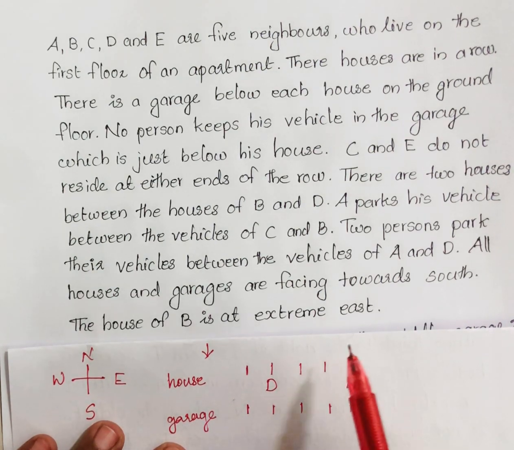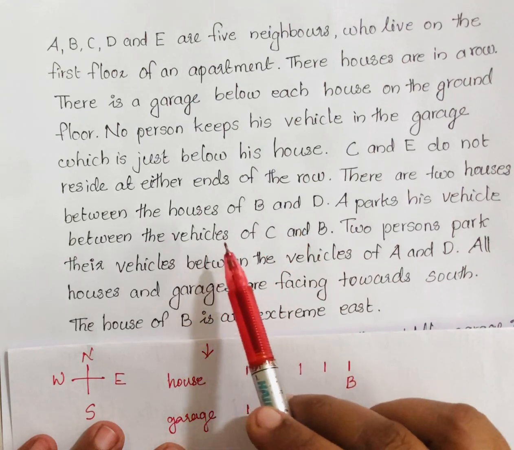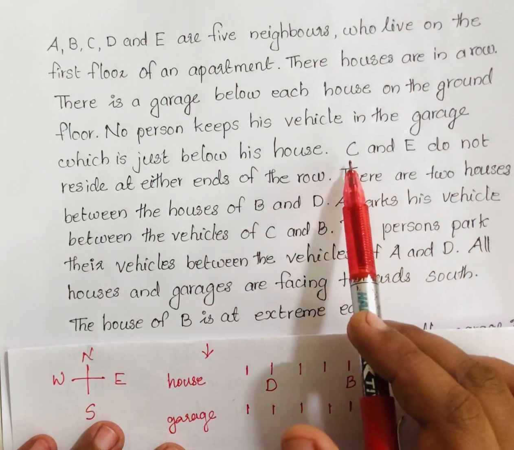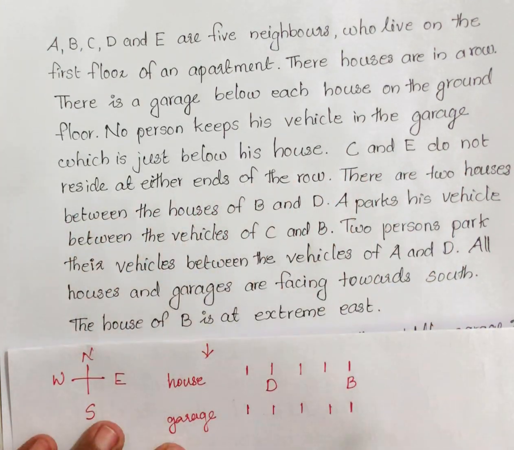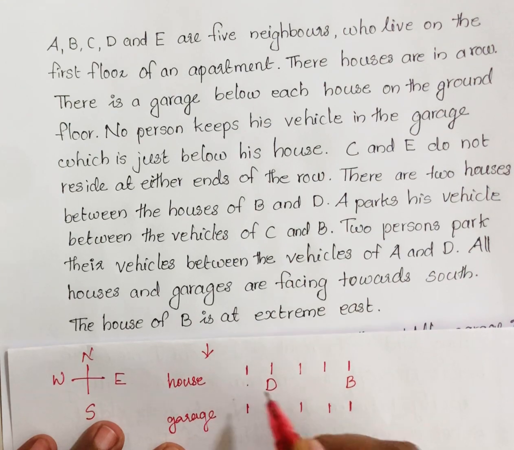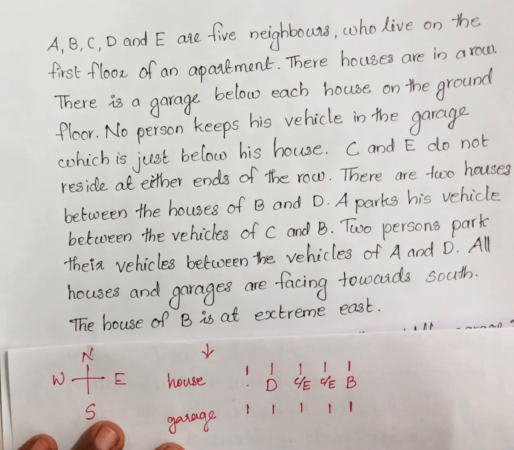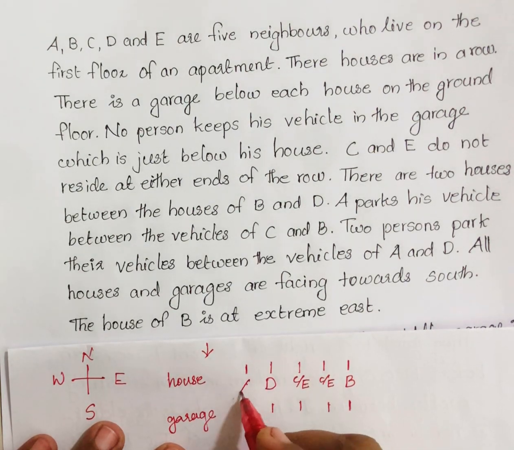Then next condition is given, here C and E do not reside at either end of the row. C and E's house is not at the end. So C and E's houses will be these two places only. We don't know which one is C and which one is E, so we can write down C or E. And remaining person A's house is here.